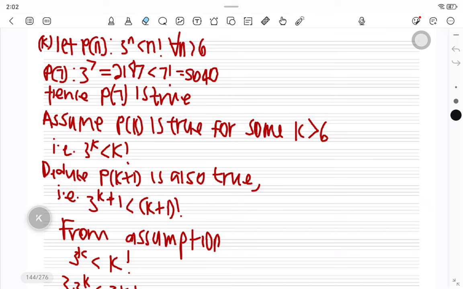Then first we let p of n be such that we copy that inside statement. Then we check 7 because n is greater than 6, which means that n must start from 7. We check 7. We get that the left hand side is 2187. The right hand side is 5040. And this is true: 5040 is greater than 2187. Hence p of 7 is true.